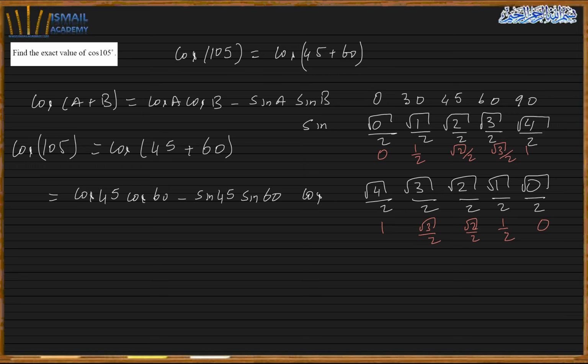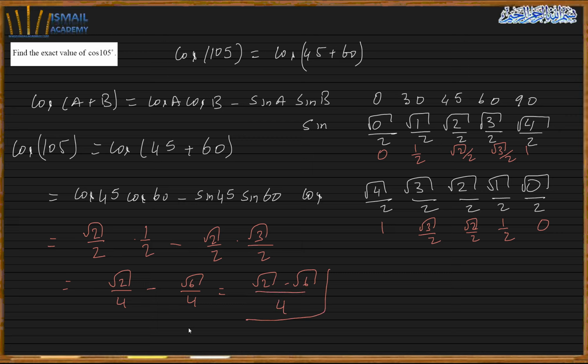And I just need to substitute my values here. So cosine 45 is square root of 2 over 2. Sine of 45 again is square root of 2 over 2. Cosine of 60 is 1/2. Sine of 60 is square root of 3 over 2. And I put my minus, multiply. So the answer will be square root of 2 over 4 minus square root of 6 over 4. So the same thing as square root of 2 minus square root of 6 over 4. And this will be your answer.